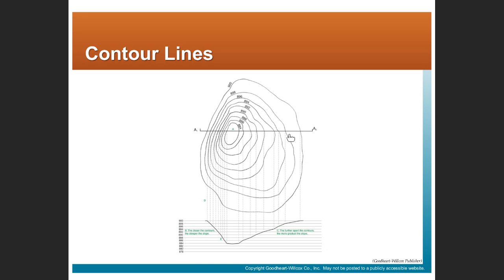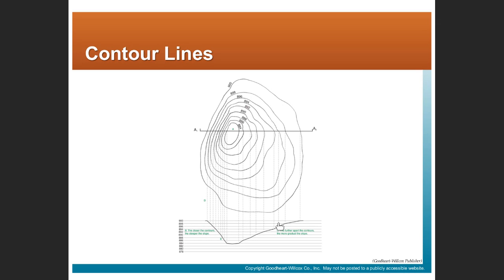And every place this section line intersects with a contour line, they brought it down here to the numerical value of the contour line. So this would establish a bunch of points on a graph, and then somebody sketched in or connected all the dots to try to give a visualization of what's actually going on with this feature.